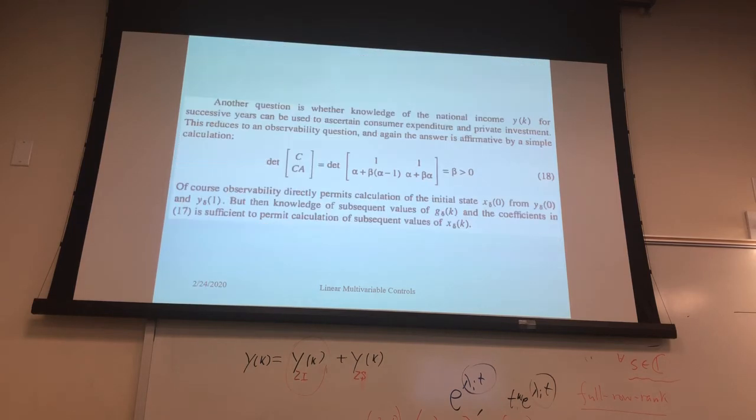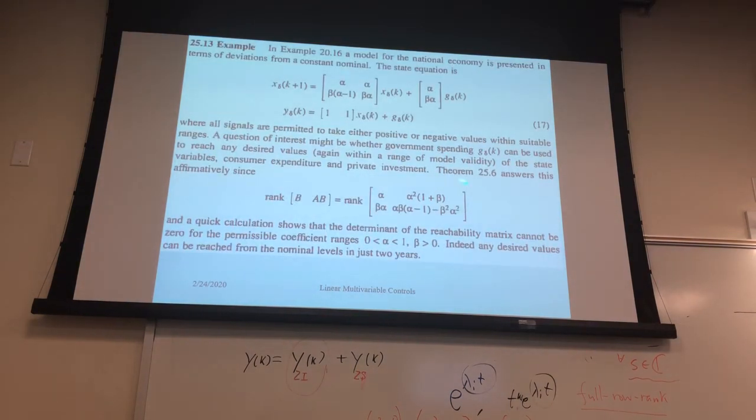Then let's check observability. You can see observability and controllability can help us answer many interesting questions like the one we raised here. Let me read it for you. A question of interest: whether the government spending can be used to reach any desired value, again within the range of validity of the state variables. The state variables are consumer expenditure and private investment. So this is example 20.16.